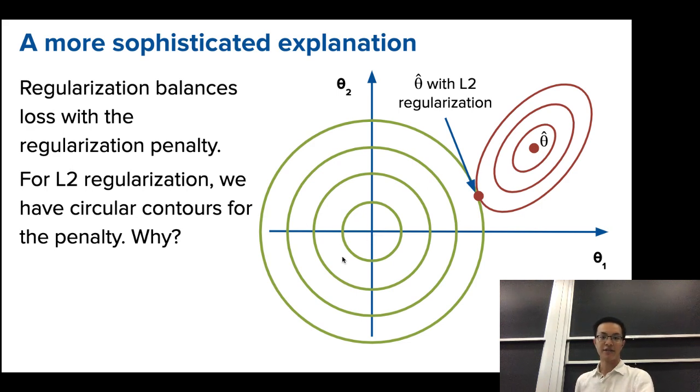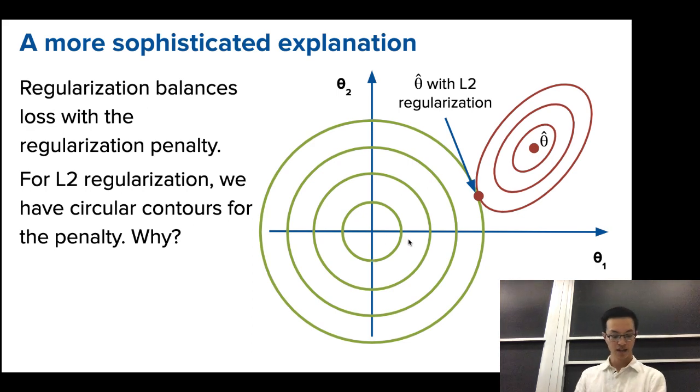L2 regularization has circular contours for its penalty. And the reason why it has circular contours for its penalty is because if you remember the equation for a circle, it is x squared plus y squared. And in general, when I have the sum of squares, what I have are circular or spherical contours.